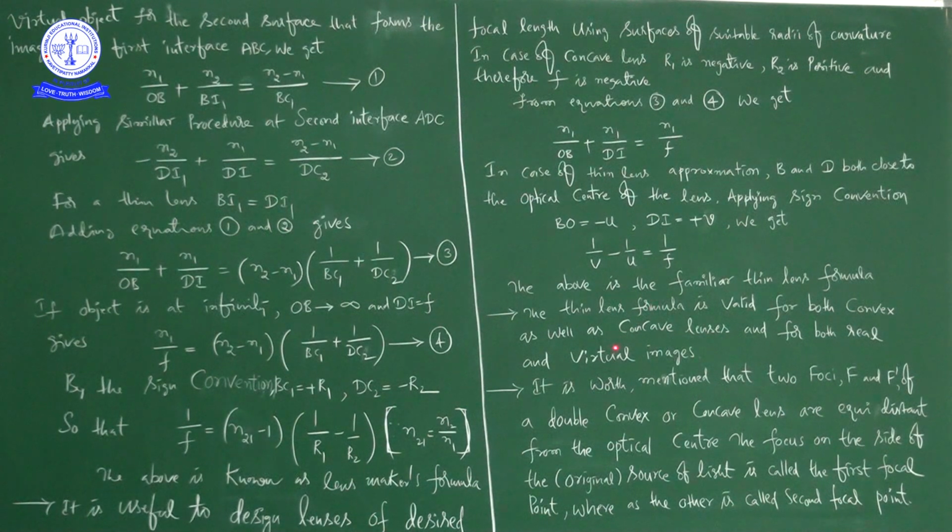This thin lens formula is applicable for both convex and concave lenses, as well as real and virtual images. It is worth mentioning that the two foci, F and F dash, of a double convex or concave lens are equidistant from the optical center. The focus on the side of the source of light is called the first focal point, the other is the second focal point.